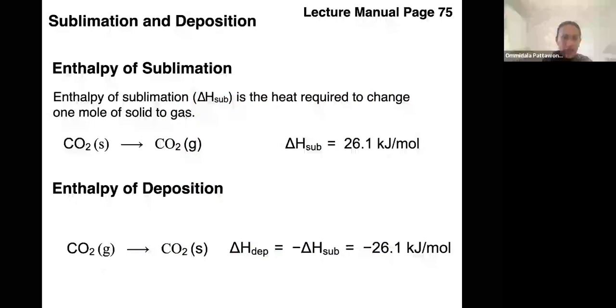All right, let's take a look at the last two processes. When we're looking at the state changing from solid to gas, we refer to that as sublimation. The heat required to change 1 mole of solid to gas, we refer to as the enthalpy change of sublimation. The enthalpy of deposition would be the opposite of sublimation. The amount would be the same, but the sign would be the opposite.